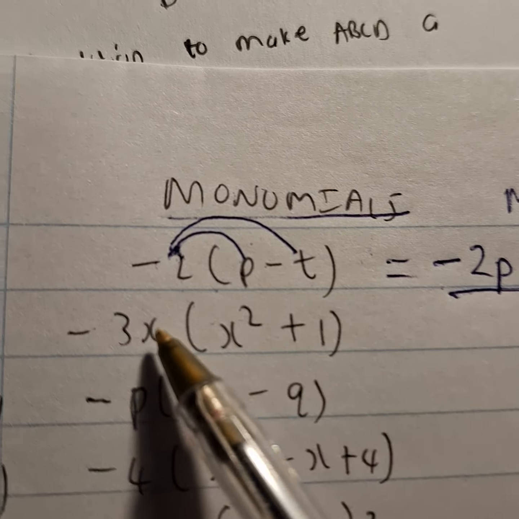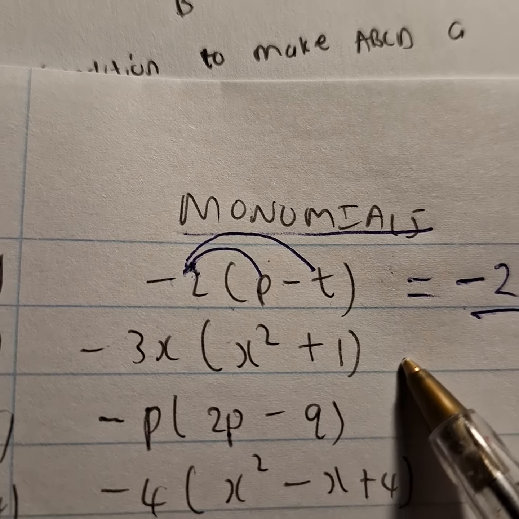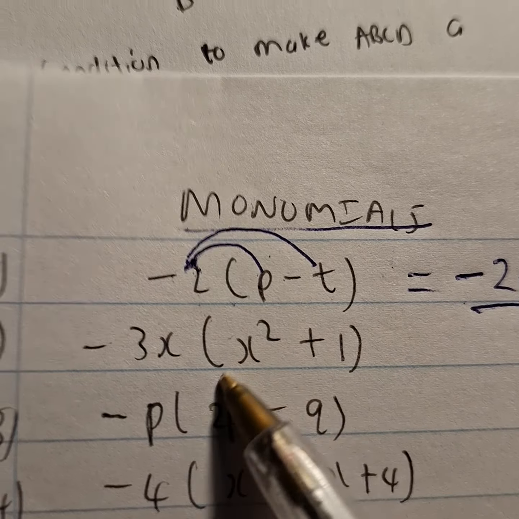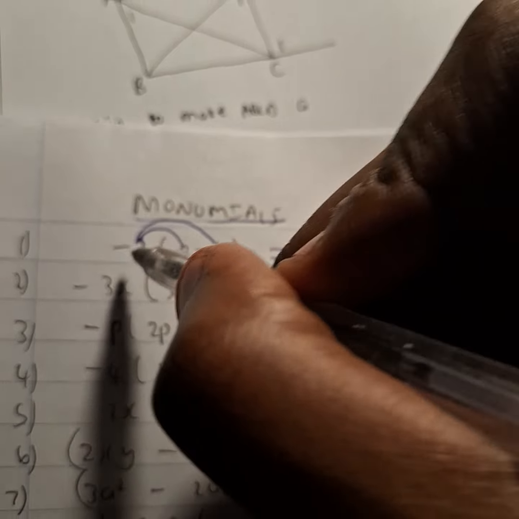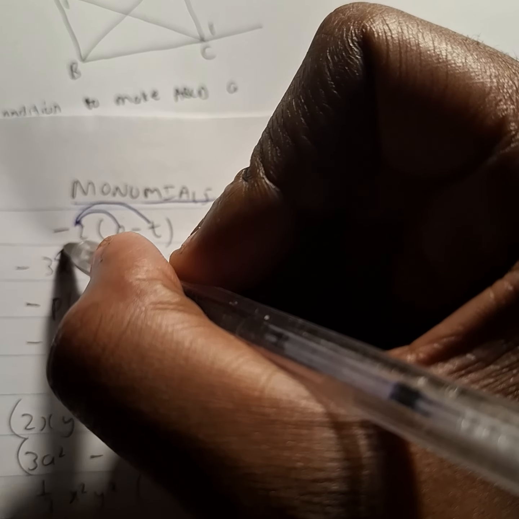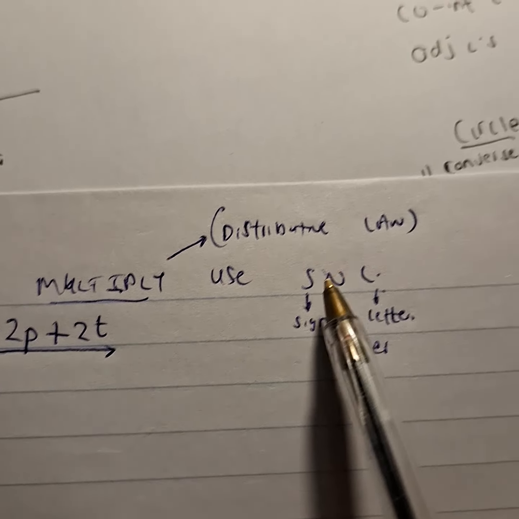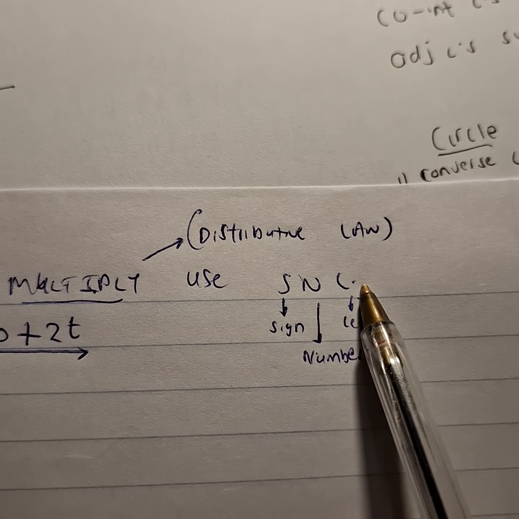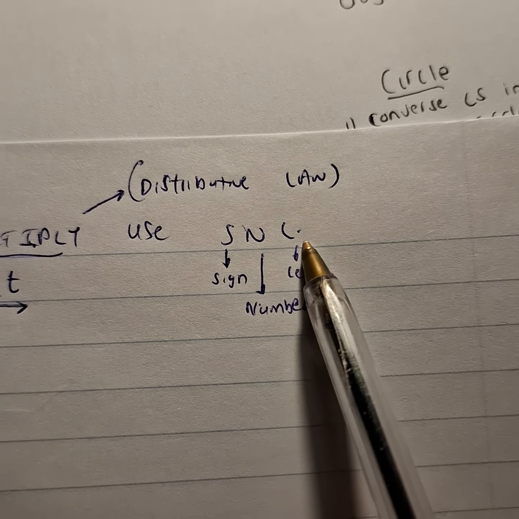Okay, once again, we have a negative 3x, a bracket, which means this is a monomial, but inside the bracket we have how many terms? 1, 2. So that means we're going to have to distribute negative 3x to how many terms? 1, then 2. And when we distribute, we multiply using S and L, meaning we multiply the sign, we multiply the number, we multiply the letter.